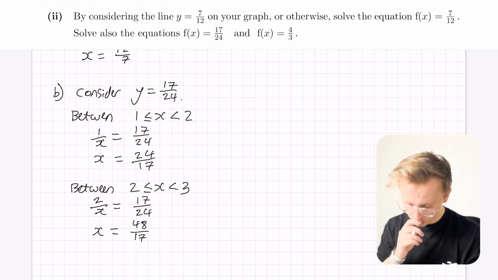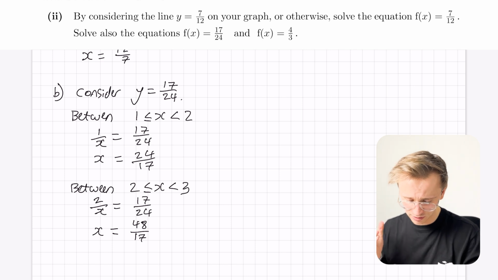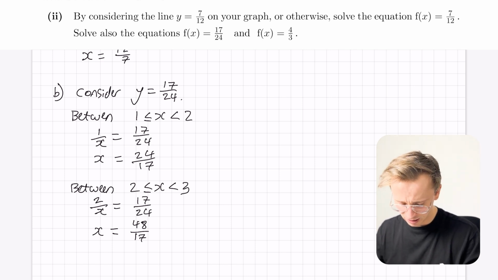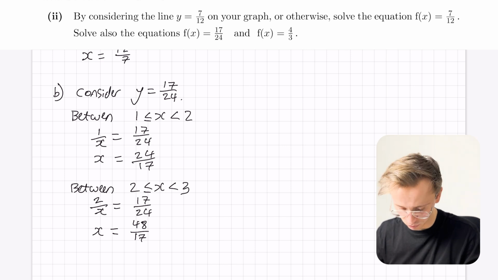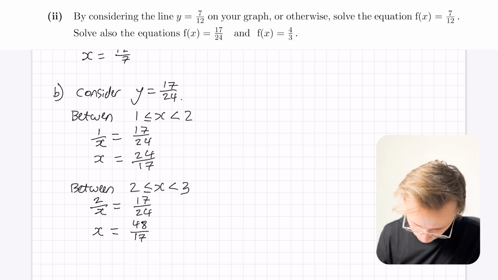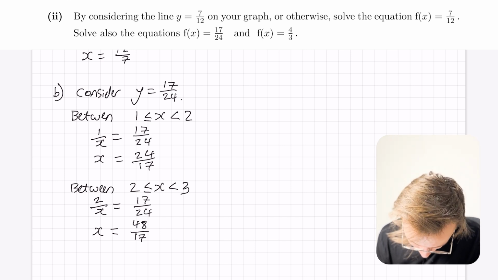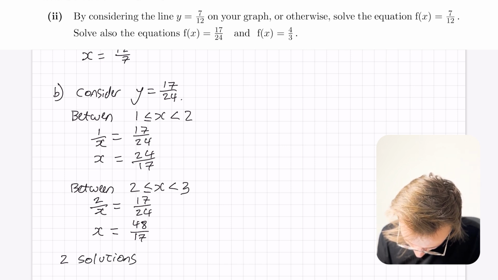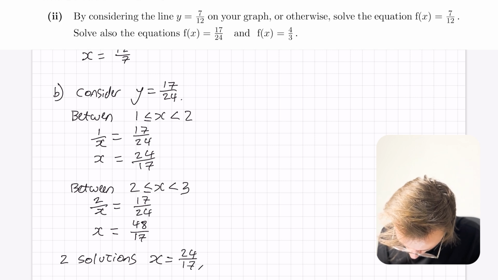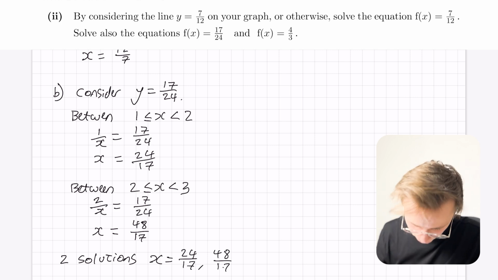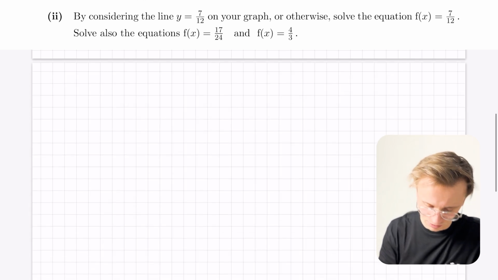Now, just a bit of a sanity check. Does that make sense? Well, we need it to be between 2 and 3, and 17, 34, 51. Yeah, so it's less than 51, so I'm pretty happy with that. So that is my other solution. So we have 2 solutions. X equals 24 over 17 and 48 over 17. Okay, that's part B done. Going on to part C.